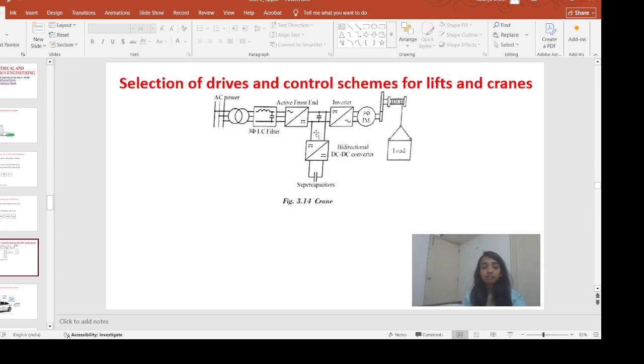Next we have this bidirectional DC to DC converter. It will convert the DC voltage from one level to another and can operate in both directions. What will it do? It will manage the energy flow between the inverter and the supercapacitor. The supercapacitor will store the excess energy, or it will supply energy back to the system, which will provide stability to your system.